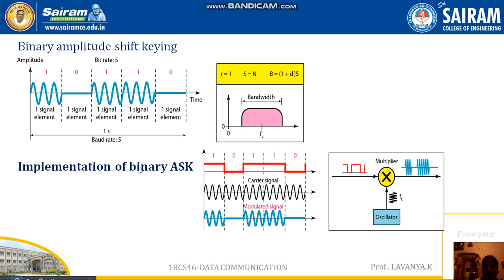The implementation of binary ASK basically works on the on and off key method. How is it on and off? When the bit is 1, it is on. If the bit is 0, or the value is 0, it should be off. See, this is the implementation diagram of our binary ASK.